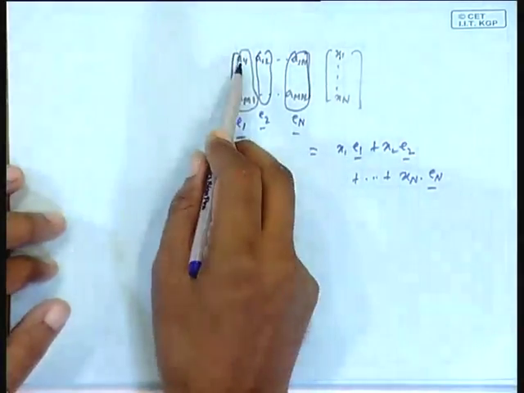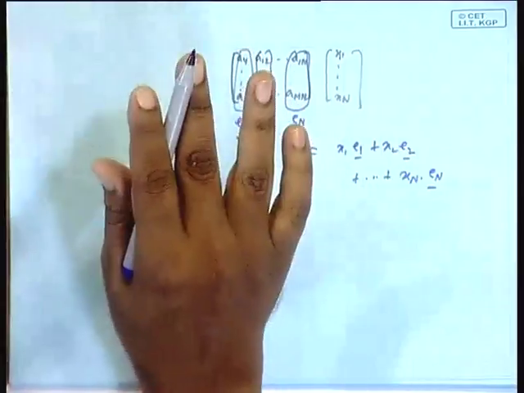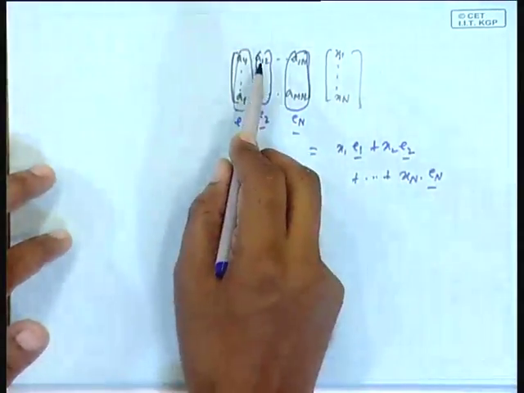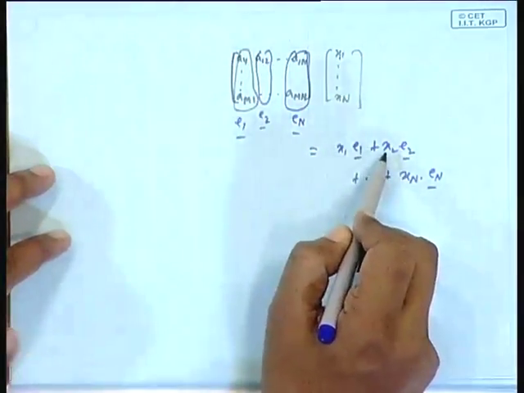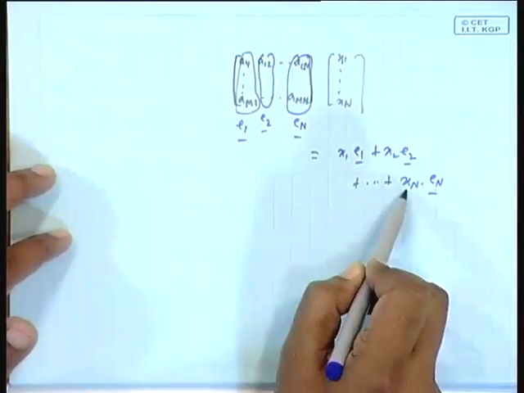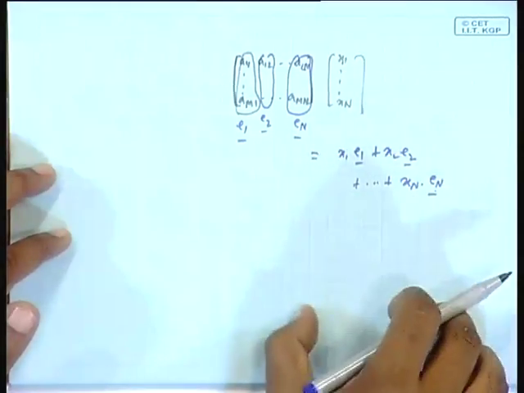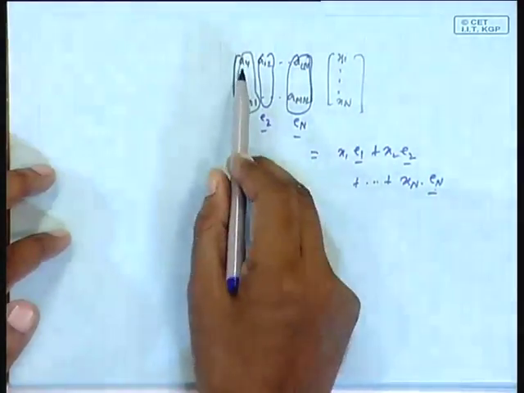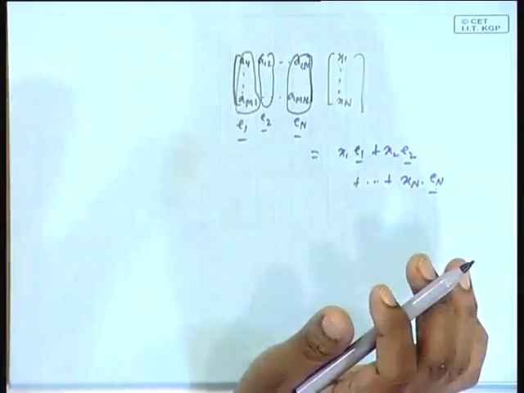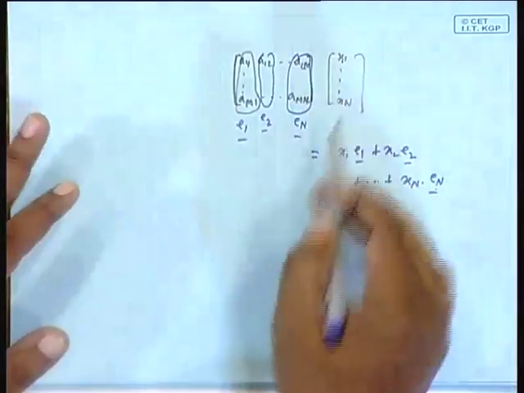Easily, the top of column 1 is A11, so A11 x1. The top of column 2 is A12, so A12 times x2, and then the top of column n is A1n, times xn. They all get added. So this right hand side is a vector, and the top entry is this. Is that understood? Similarly the second entry, third entry, like that.